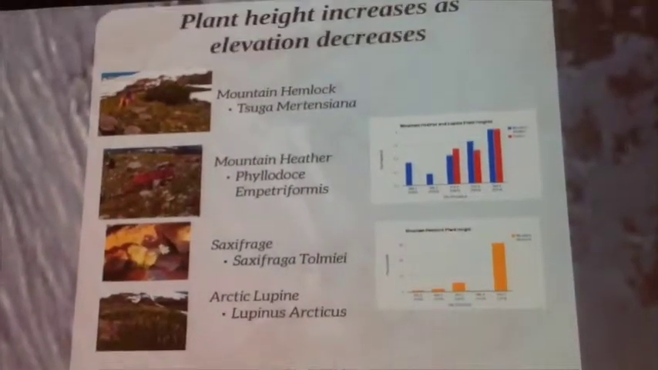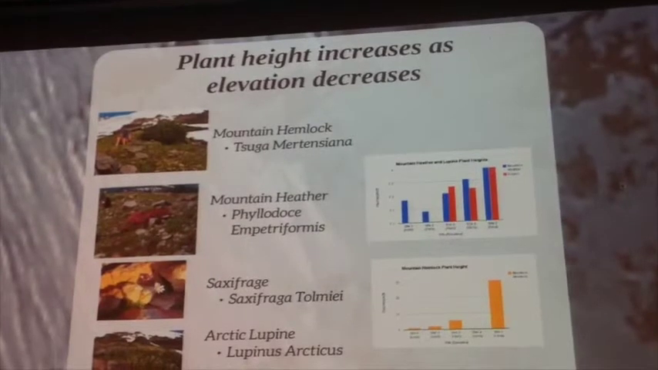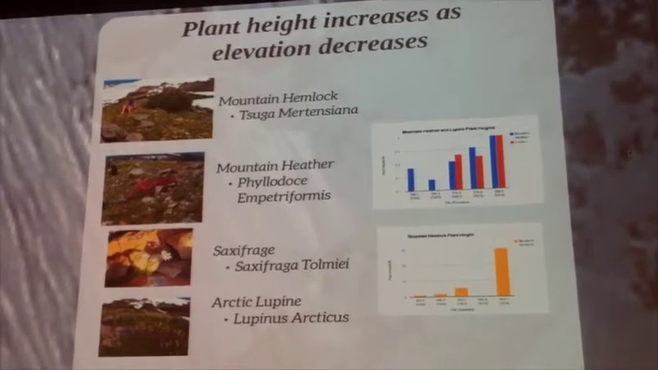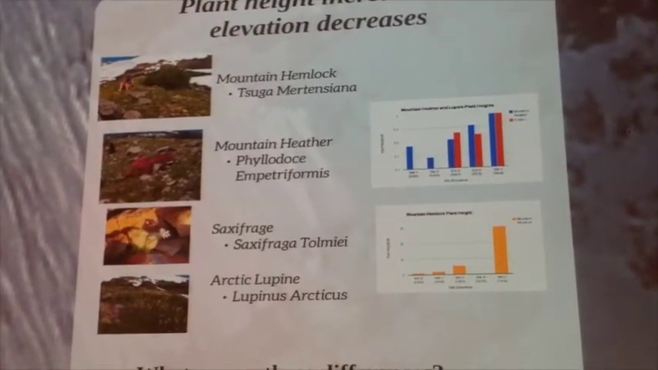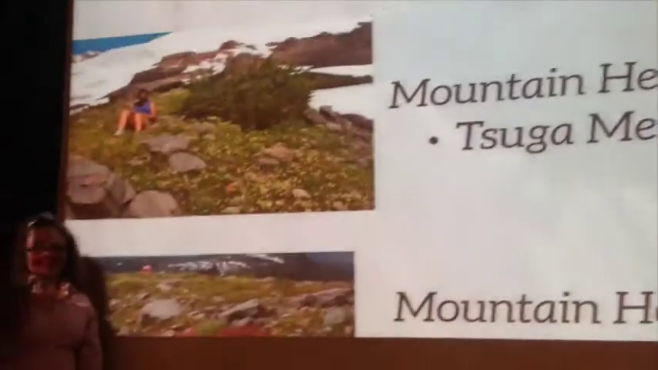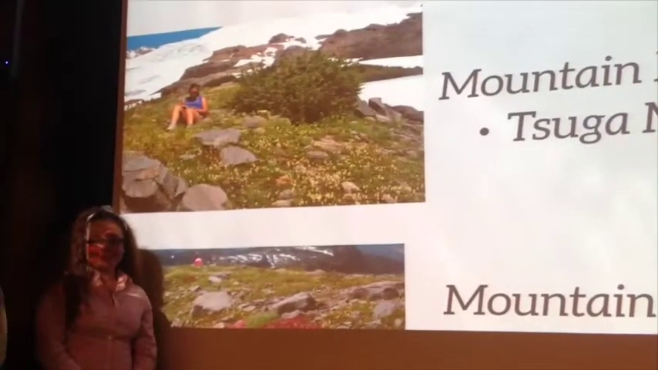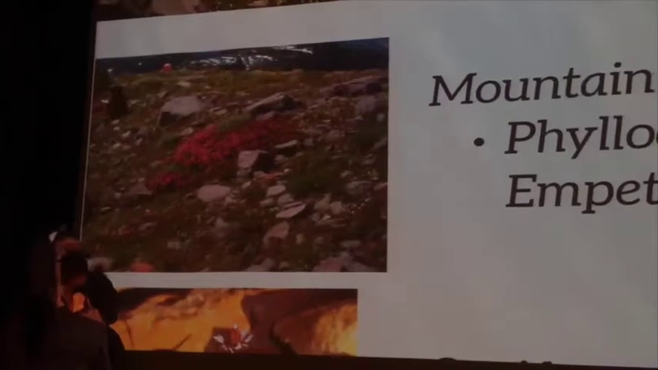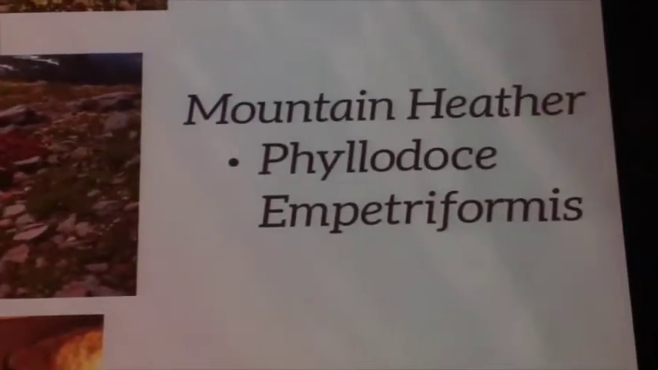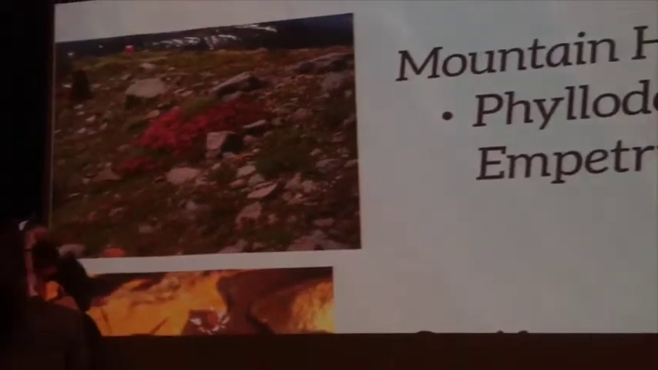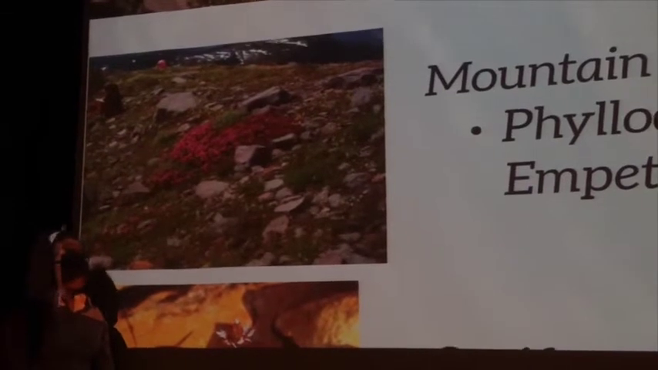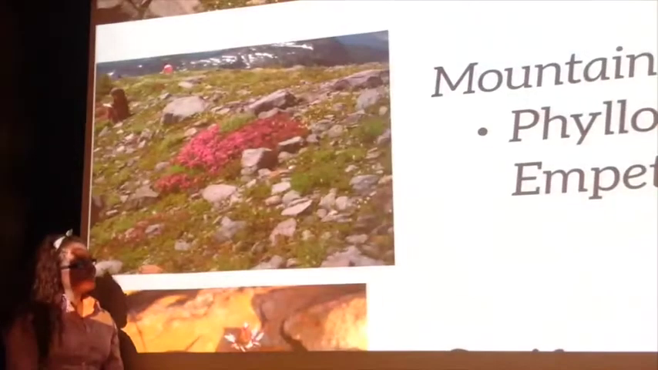All right, so the first thing that we noticed and learned was that the plant height increases as the elevation decreases. So as you go lower, the plants get taller. The first plant that one of us focused on, Jenny, she focused on the mountain hemlock, which is an evergreen tree that's known to grow in the subalpine climates. The plant that I chose to focus on is called the mountain heather, and it's got these little bell-shaped flowers that can be from pink to a deep rose color, and it's really low and matted on the ground, so it's really stuck around rocks and all that.